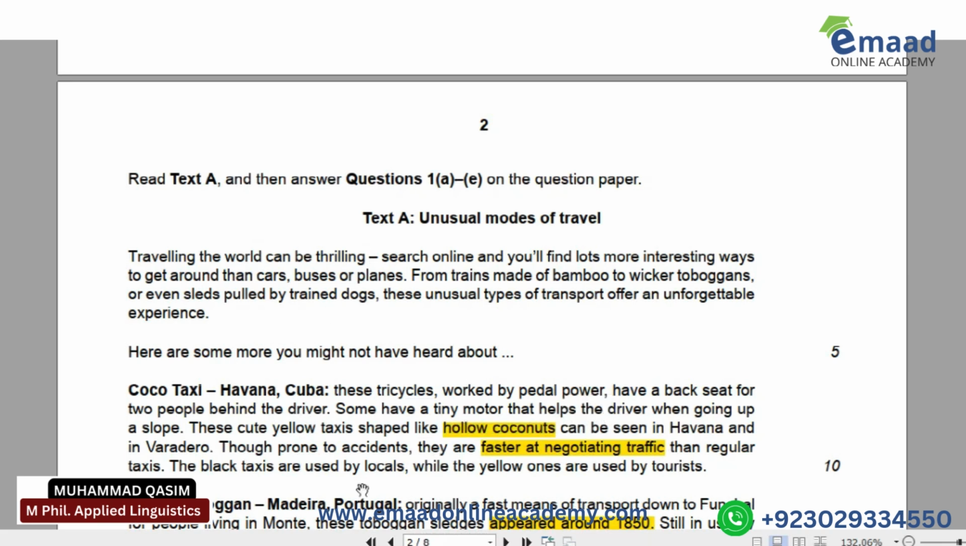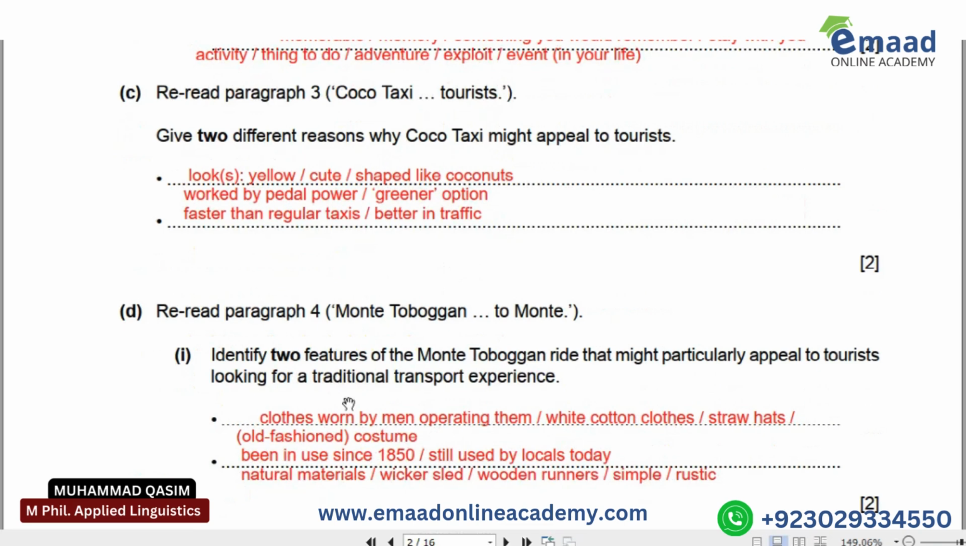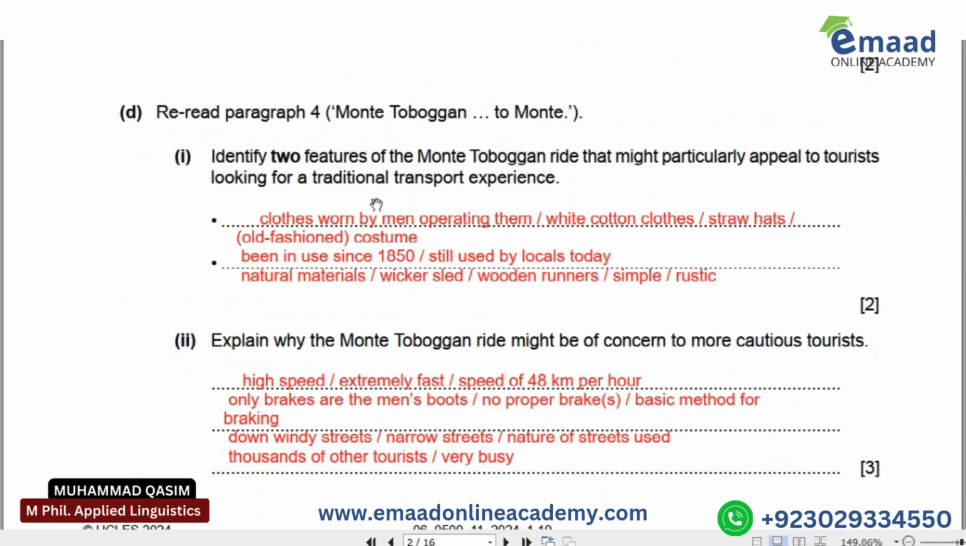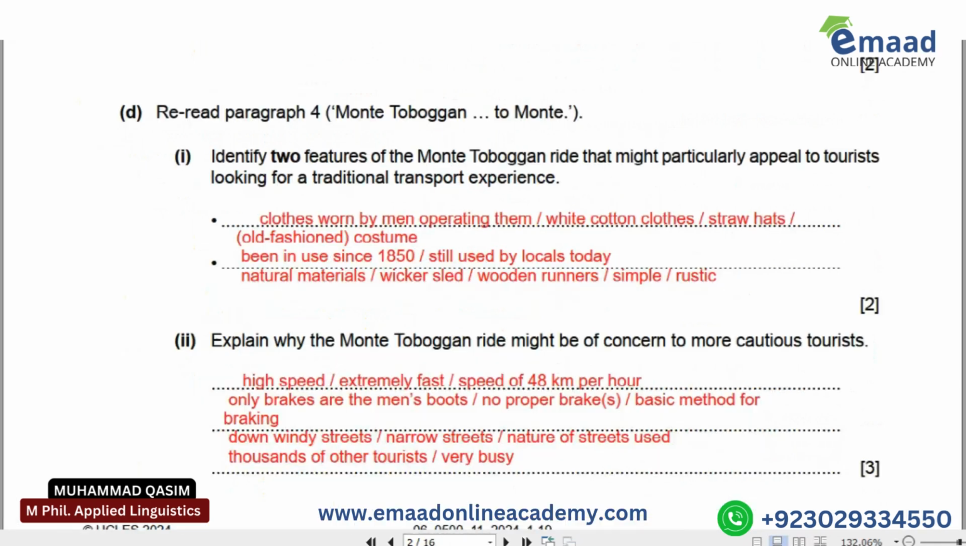So you will read the text. You need to wrestle with the text and extract the points from there. So you can see that the points that I have added can be like yellow, cute, shaped like coconuts, worked by paddle power, better in traffic, in rush traffic, it can work better. So you need to add different reasons to secure 2 marks. You can bring any 2 reasons from the text. Then the D component. All these questions are still based on text A, unusual modes of travel.